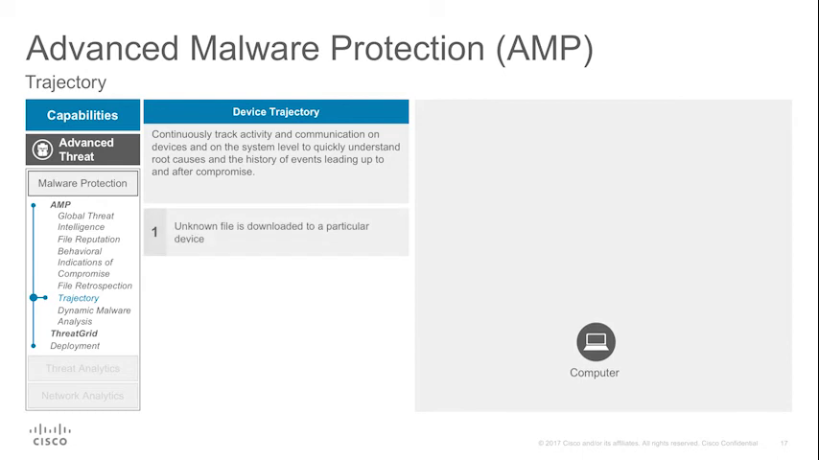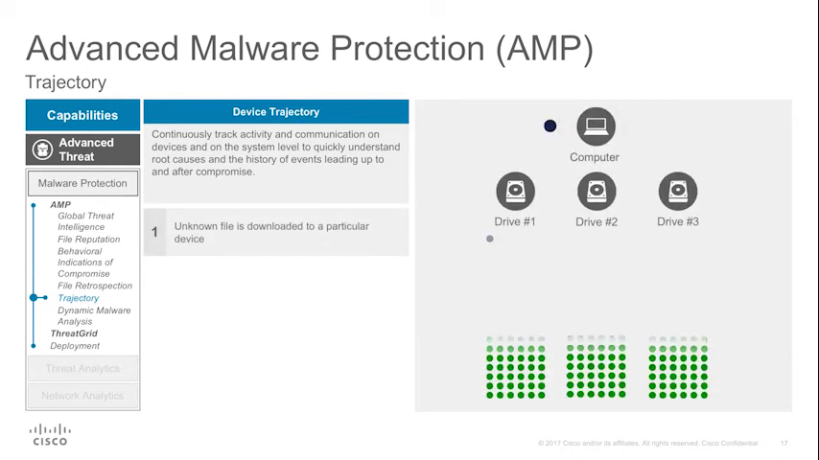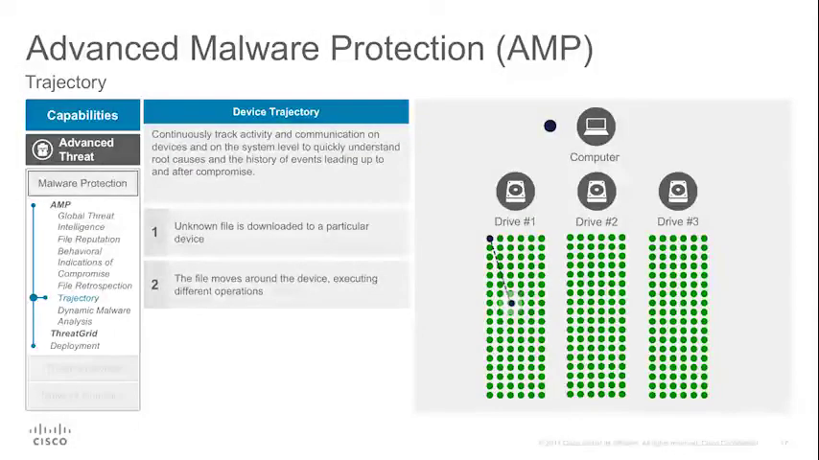Here's an example. The unknown file is transferred to this particular device. The files move around, executing different commands on the device. Device trajectory records those individual actions executed by that file on that particular device. That data is leveraged to trace back the root of the infection and contribute to profiling different malware signatures.